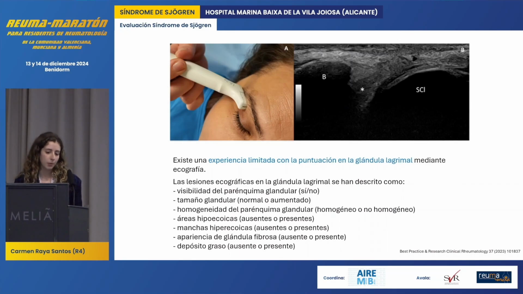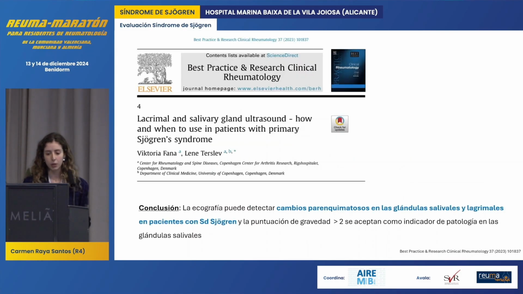What do we see? For example, is the parenchyma normal? If not, what about gland size? Is it normal or enlarged? Are there hyperechoic spots? What is the gland like? Is it fibrotic or not? Is there fat deposition? That's all, but I find it very, very interesting because also, as a conclusion, they see that changes in this tear, when it has a score higher than 2, are related to patients with Sjögren syndrome, okay? Especially due to the alteration at the lacrimal level as well.